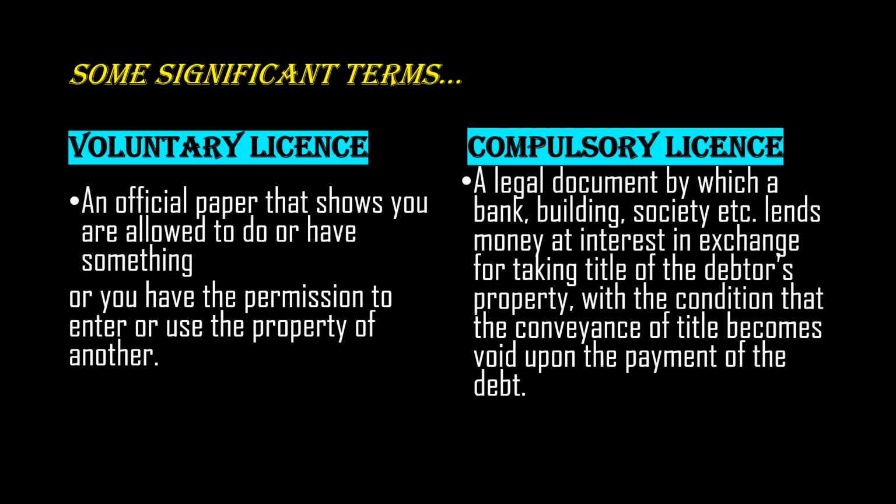Fine. And then what is compulsory license? Compulsory license, it is a legal document by which a bank, building society, etc. lends money at interest in exchange for taking title of the debtor's property, with the condition that the conveyance of title becomes void upon the payment of the debt. Fine. So I hope now you can differentiate between these two.